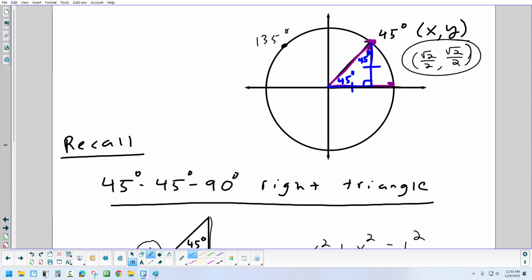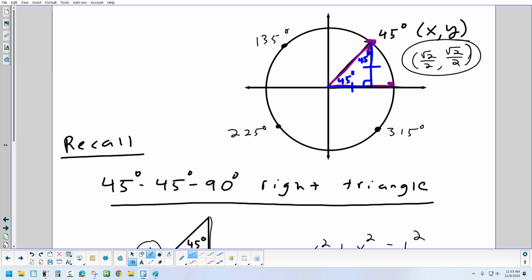Okay, that's a 135. How about if I reflected that dot down here? What would that angle be? Yeah, 225. And what if I reflected it down there? Yeah. 315. Now, based on what we just did for 45 degrees, you should be able to figure out the coordinates for any of those 45-degree angles that are up there.